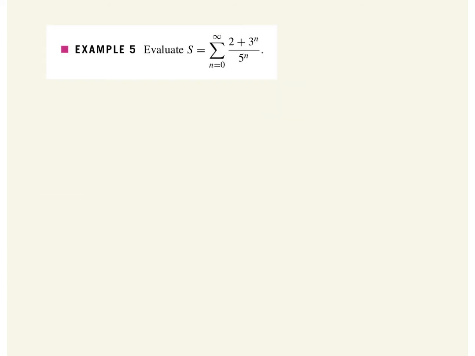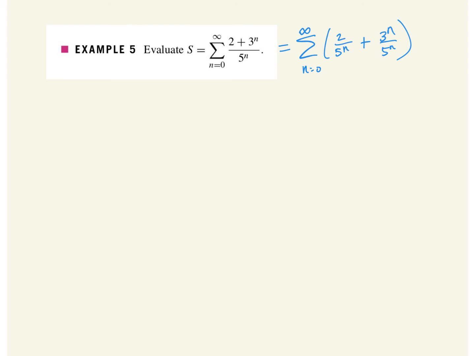All right, so example 5 begins a little differently, but we're eventually going to use the same exact thing. The linearity of summations is helpful here. So I can first break this fraction up and say this is equivalent to the summation from n equals 0 to infinity of 2 over 5 to the n plus 3 to the n over 5 to the n. And then from there, I can start breaking things apart.